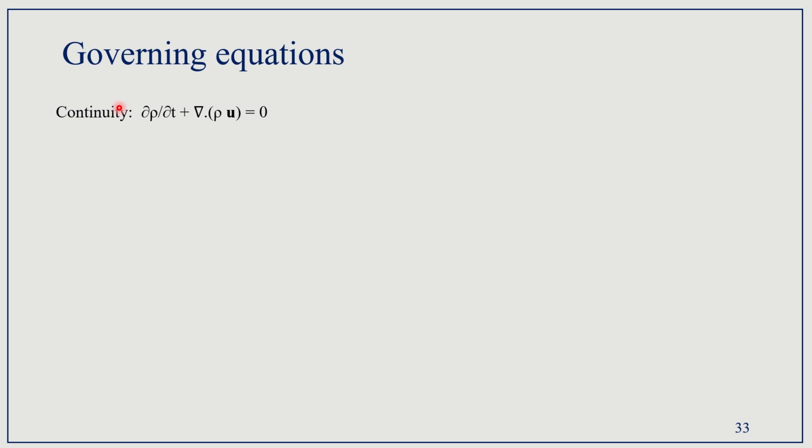So the continuity equation, what is the equation we have in the vector form? ∂ρ/∂t plus ∇·(ρu) is equal to 0. Here we are not seeing any rate of reaction term.